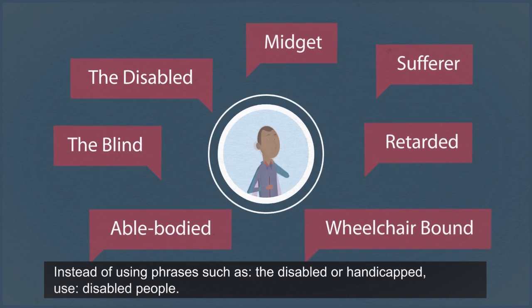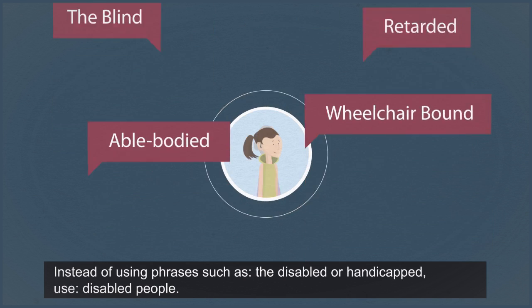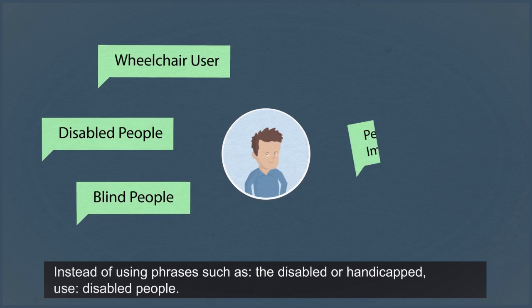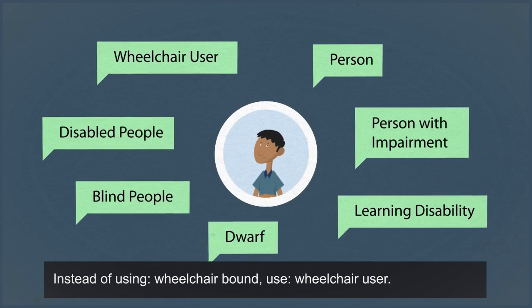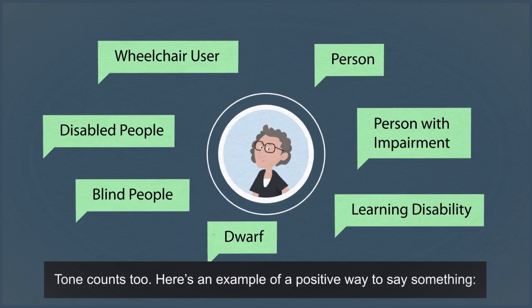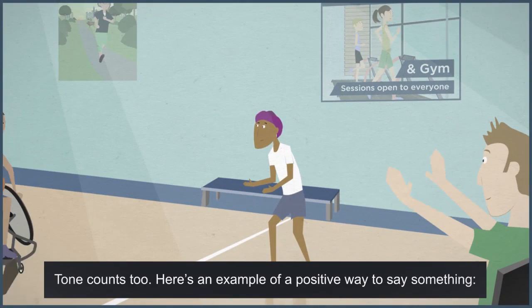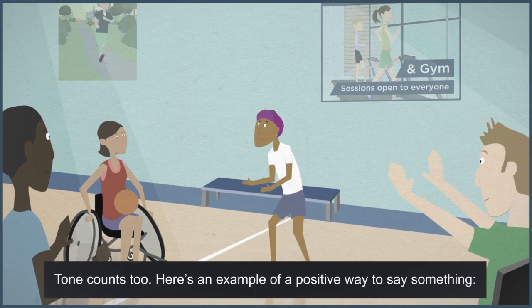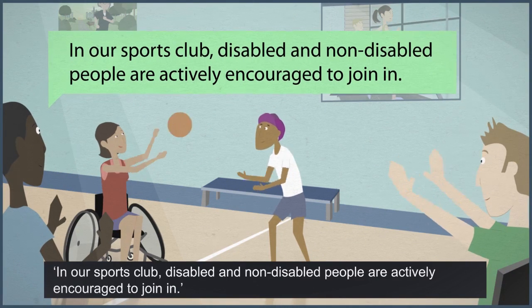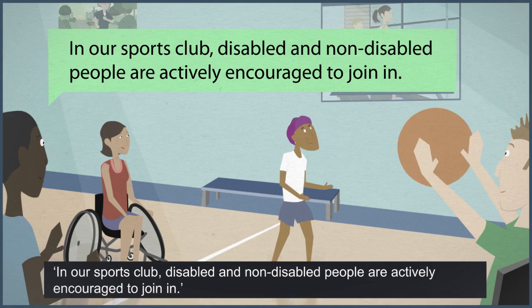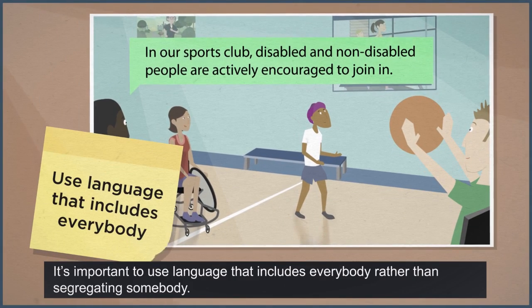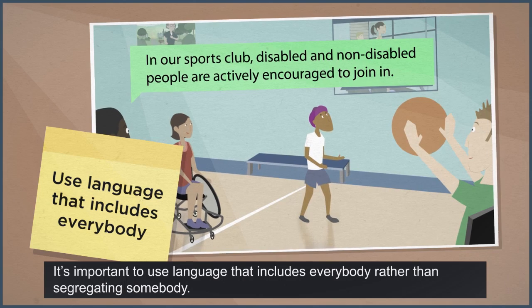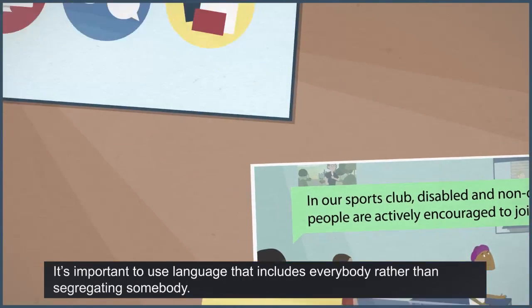Instead of using phrases such as the disabled or handicapped, use disabled people. Instead of using wheelchair-bound, use wheelchair user. Tone counts too. Here's an example of a positive way to say something. In our sports club, disabled and non-disabled people are actively encouraged to join in. It's important to use language that includes everybody rather than segregating somebody.